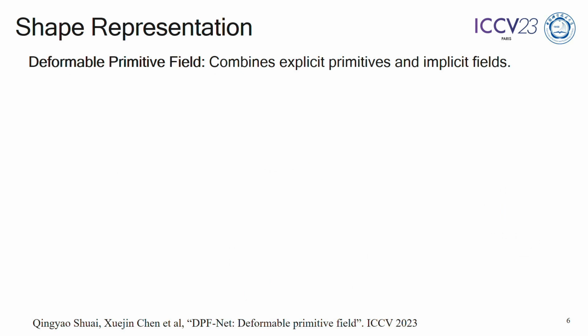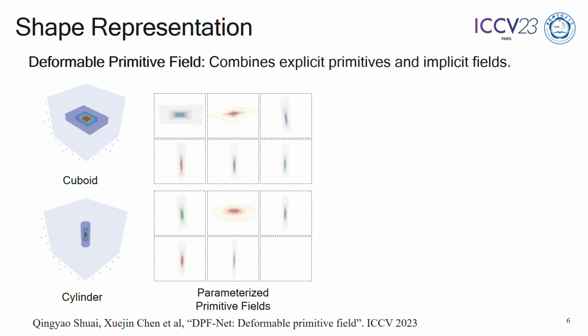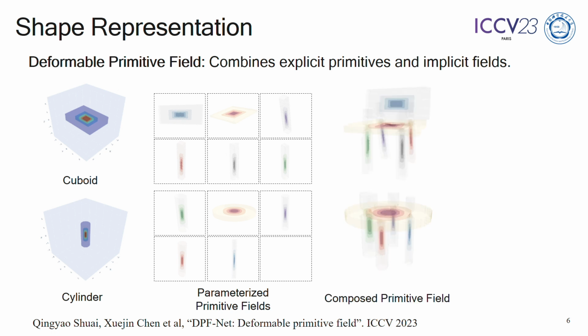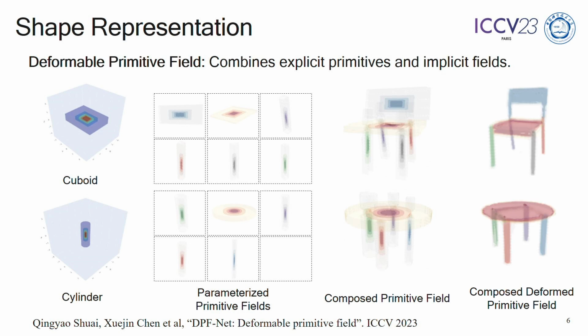We represent each geometric primitive, cuboid or cylinder, by a parameterized 3D field derived from the primitive parameters, including the shape sizes and its pose. As shown in the third column, we can compose the parameterized primitive fields based on their sizes and poses to approximate the target object shape. To fit the shape details, we infer a deformation field for each primitive, as shown in the last column.